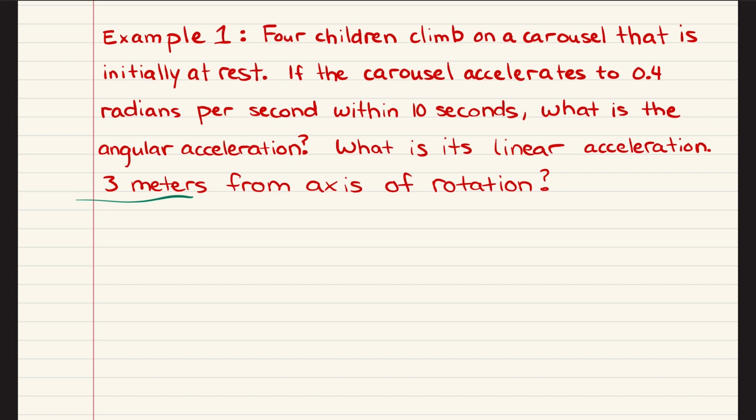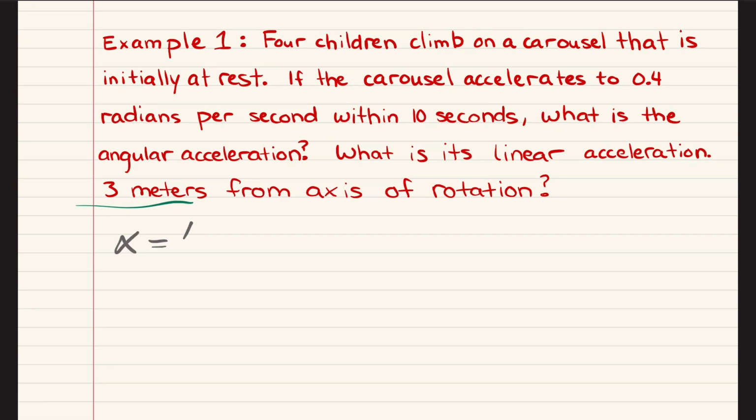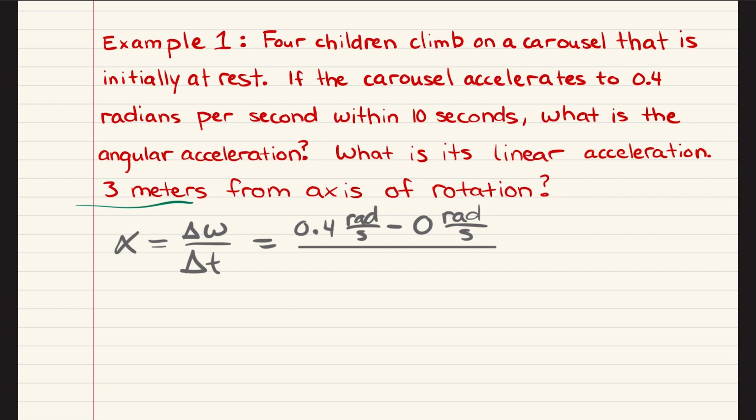We have a change in angular velocity of 0.4 radians per second, and we're looking for the angular acceleration. So I'm going to say alpha is equal to change in angular velocity over change in time. And I can calculate my change in angular velocity from my final angular velocity, which is 0.4 radians per second, minus my initial angular velocity, and it says that it started at rest, so 0 radians per second, over a time period of 10 seconds.